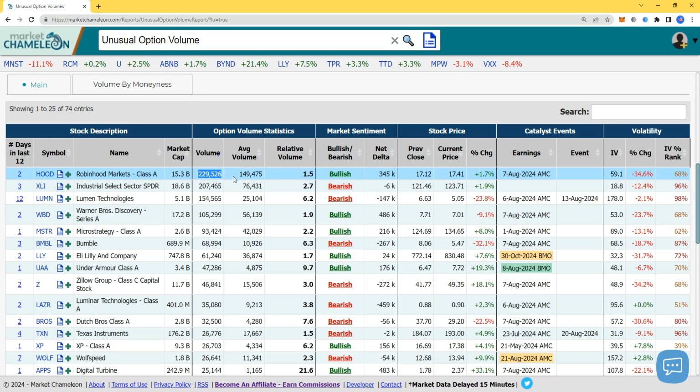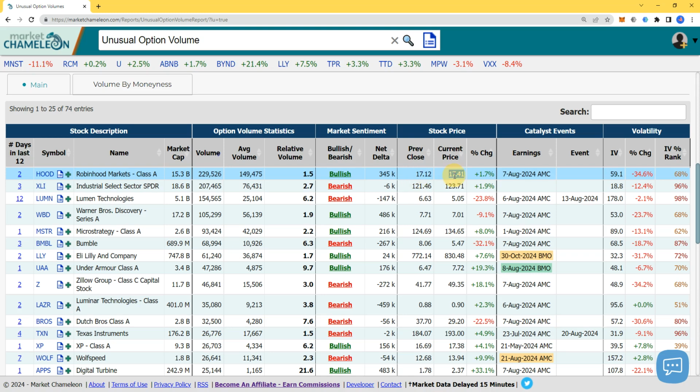Let's see what we got. The volume is 230,000. This is the option volume, I assume. Here we go. Option volume statistic: 230,000 traded options compared to 150. Relative volume 1.5, that's 50% more. Okay, good to know. Market sentiment is bullish. That's good. Net delta for the options is 304. So, my guesstimate, that's 345,000 more call options than put options in total. This is very interesting information.